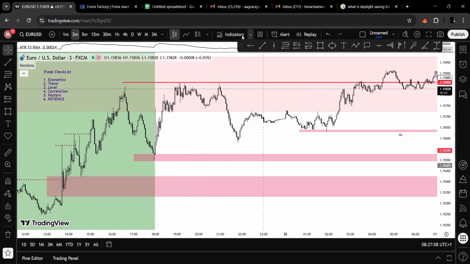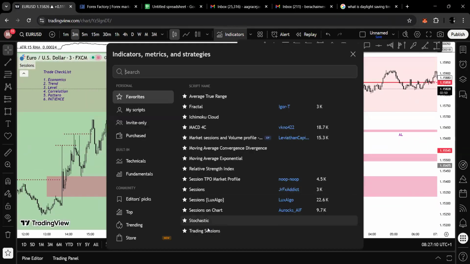Okay, go to your indicators. You are going to find what we call sessions. There are so many: there is Sessions on Chart, there is Sessions by LuxAlgo, and there is just Sessions. I'm going to click on everything and show it to you so you will understand the session.